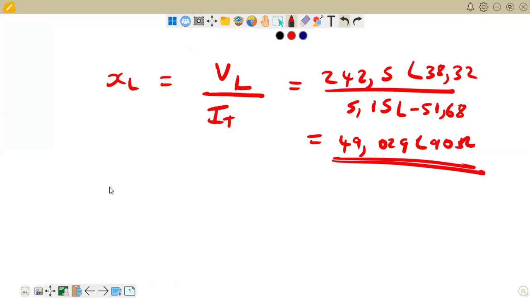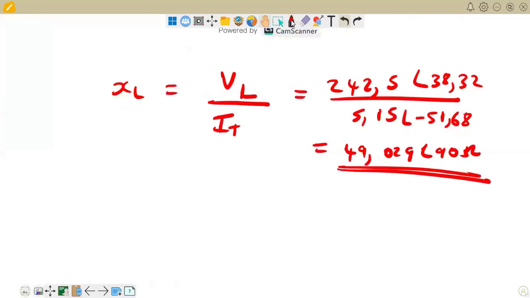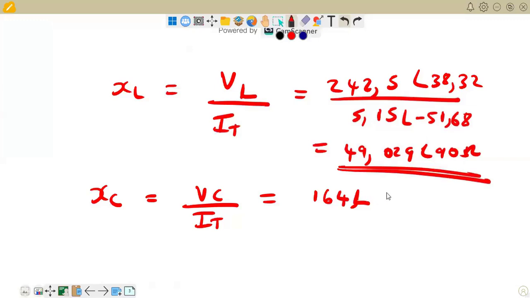Let's quickly go to the next question. It is saying calculate the capacitive reactance, the reactance of the capacitor. So it's going to be given by what? XC is equal to VC over IC. But remember, they are in series, so IC is equal to IL is equal to IR is equal to IT. So therefore, we can simply say VC, the one we have been given, 164 angle of negative 141.68. Divide that by 5.15, angle of negative 51.68.